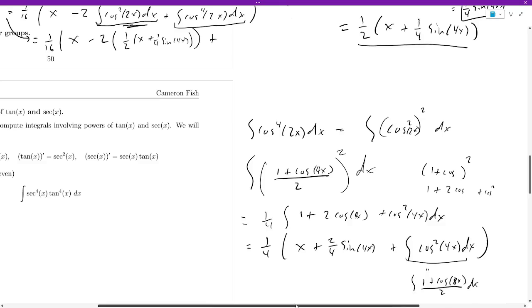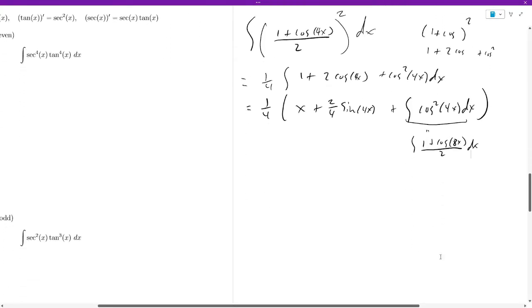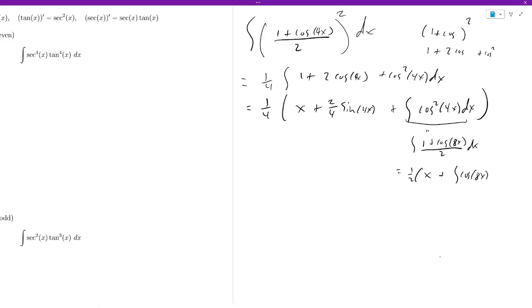So again, here we can pull the 1/2 out. The 1 is going to become an x. And then I have to integrate. I kind of did a few steps there, so let me write this down. Right, we pulled the 1/2 out. The 1 becomes an x. And I still have this integral left to do. Same logic as before. This is going to become sine of 8x, but then I have to divide by 8 because of that 8.